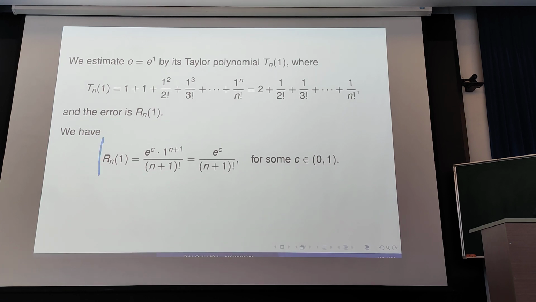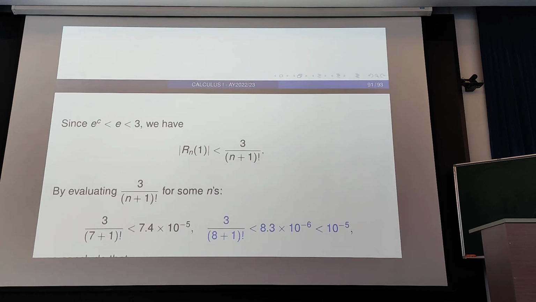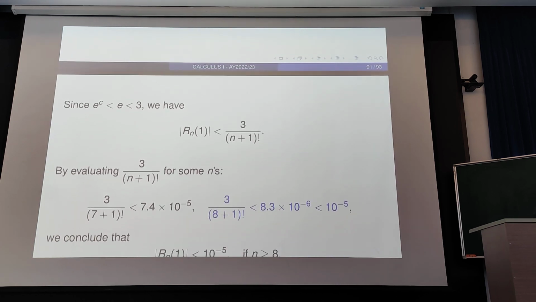So we first need to calculate Rn, the value of the Taylor remainder at x equal to 1, right? Because we want to estimate e power 1. So here's the precise formula for Rn(1). And we want this error to be less than or equal to 10 power minus 5, right?